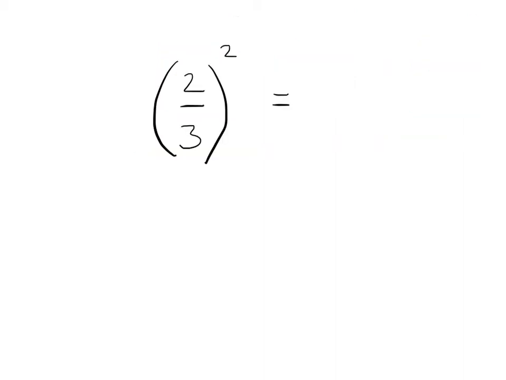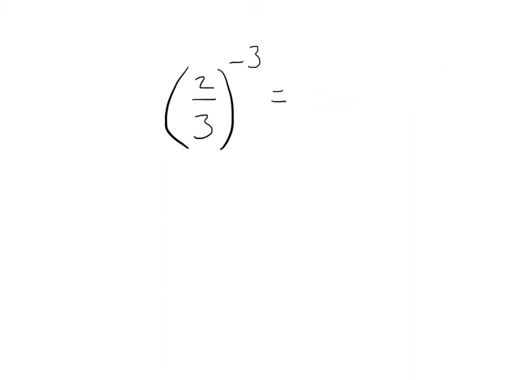So 2 thirds squared means 2 thirds times 2 thirds. It's important to think about where the index is in relation to our brackets and the fraction here. Because the index is applied to the whole of the brackets, it's the whole of the 2 thirds which is multiplied by itself. So that's the same as 2 squared over 3 squared, which is obviously 4 ninths.